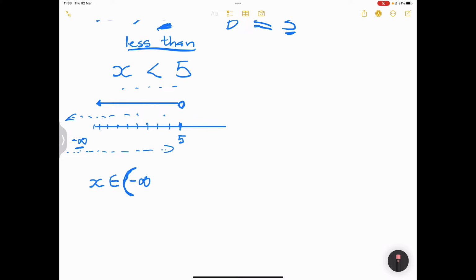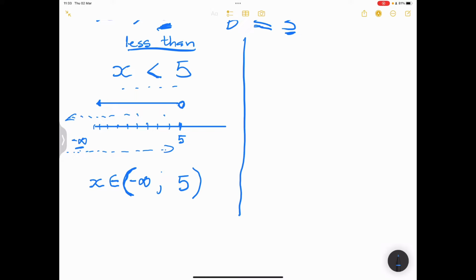So in this case, we're saying from negative infinity all the way up until 5. But in this case, 5 is not included. How do we see that? Because in this case, we said less than 5, right? So if it's not included, we use a round bracket as well. I hope that makes sense, ladies and gents.